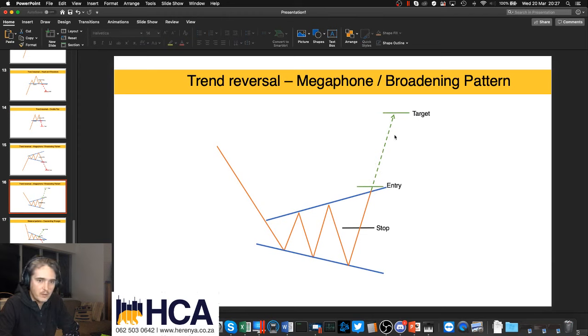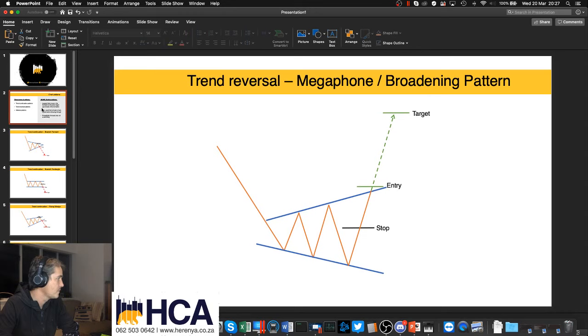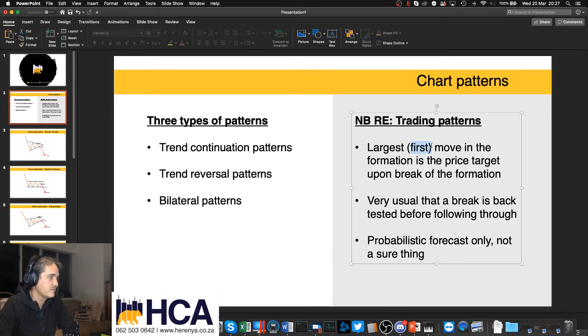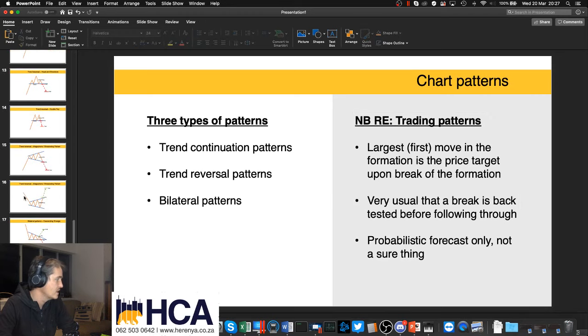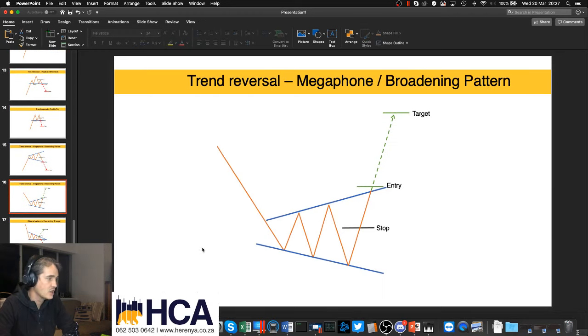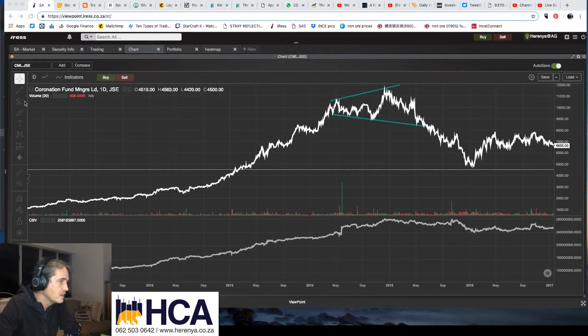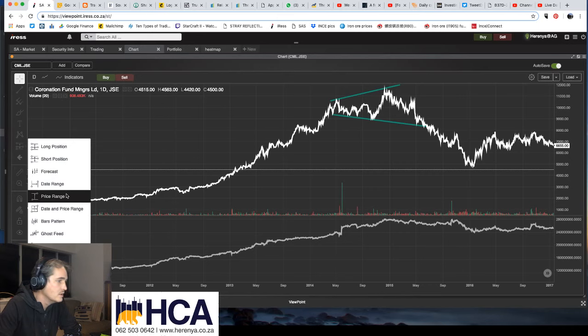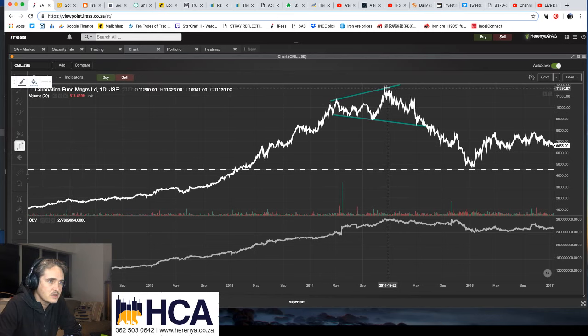So remember what I mentioned here was that the largest, and I said first in brackets, is the price target move out here. In the broadening pattern case, it is not. It is the last move, or last or biggest. The largest or last move of the broadening pattern is the biggest. Using Coronation as our example, that would be, where is my measuring tool? Measuring tool, measuring tool.